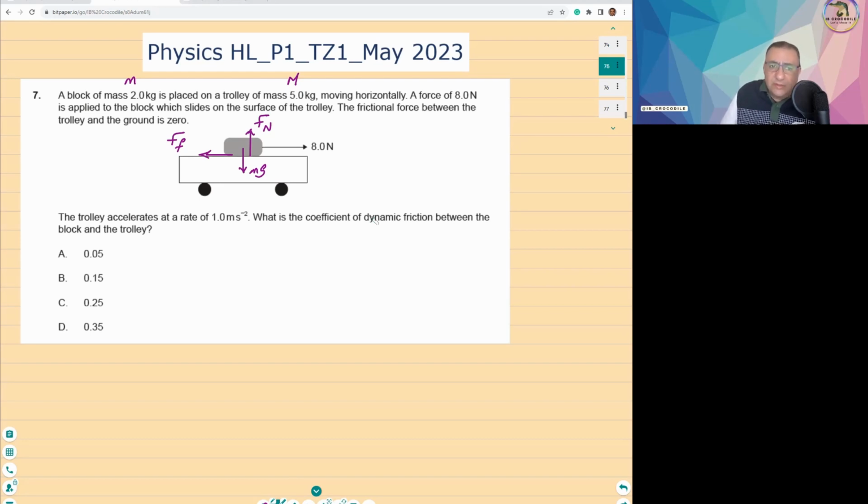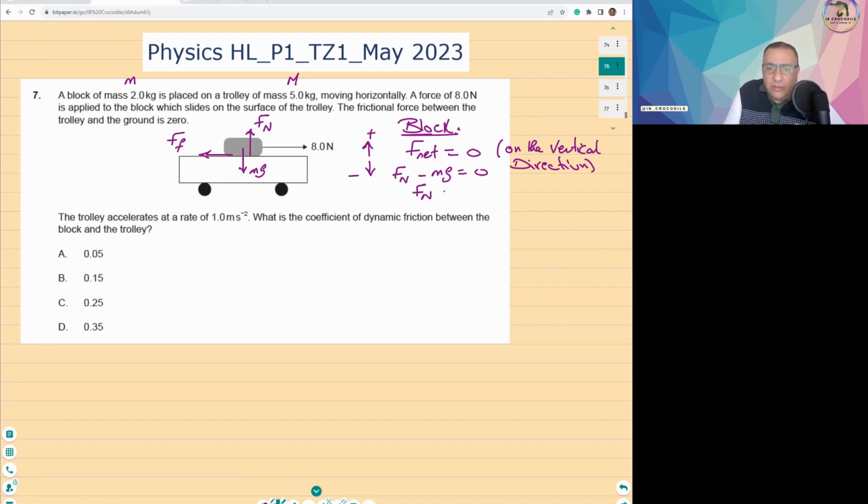So let's apply Newton's first law on the block in the vertical direction. I'm going now to apply Newton's first law, which is the net force equal to 0, in the vertical direction. Let's say the upward direction is positive, and down is negative. So you can say the normal force up minus mg down equals 0, which implies the normal force equals mg.